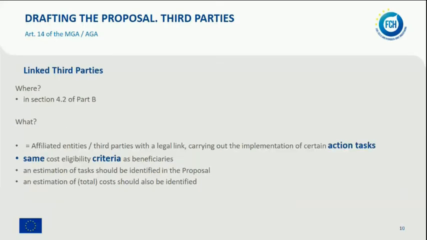The third category that I was mentioning are linked third parties. Linked third parties are those affiliated entities and third parties with a legal link that may carry out implementation of certain action plans. They have to abide by the same eligibility criteria as the beneficiary. You should identify already the task at the level of the proposal, and we encourage you to also put an estimation of the total cost. A breakdown of the cost, should your proposal be successful, will be provided later on during the agreement preparation. Right now, an estimation of the total will be sufficient.